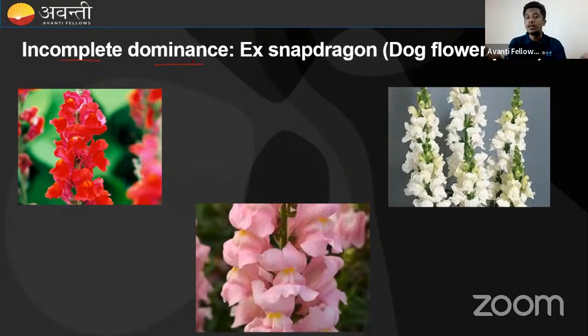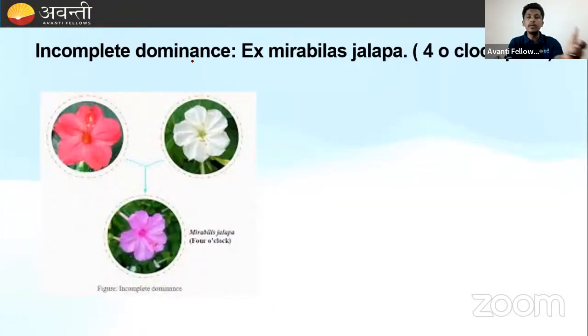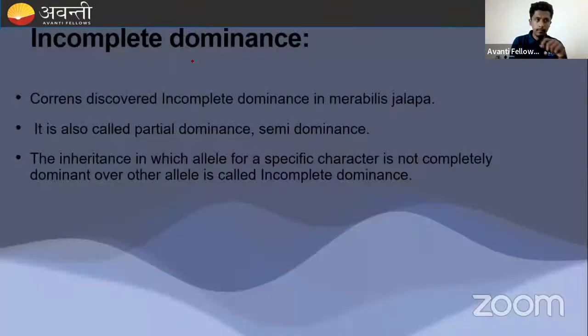So what happens here is, when we have a red flower and we cross it with a white flower, we do not get the red flower, but instead we get a white flower. So this is a very peculiar condition. Even in Mirabilis jalapa, again the same thing, the pink flower and the white flower will give rise to the purple flower, right? So what is incomplete dominance?